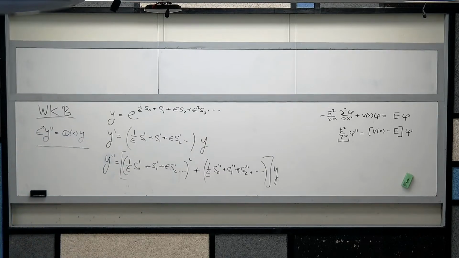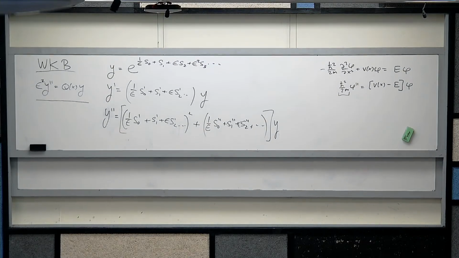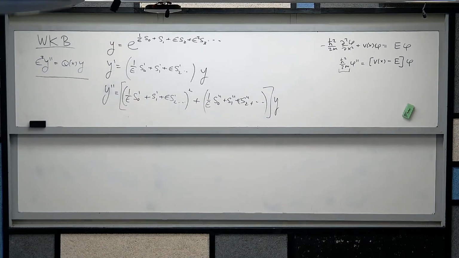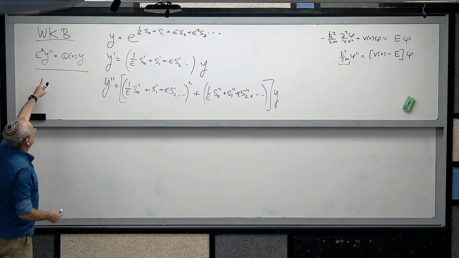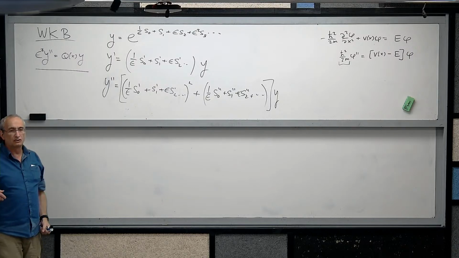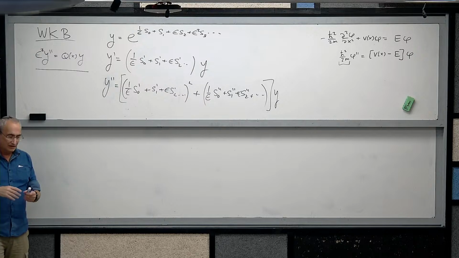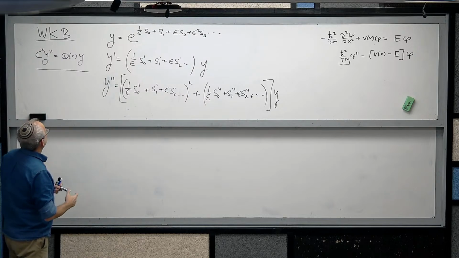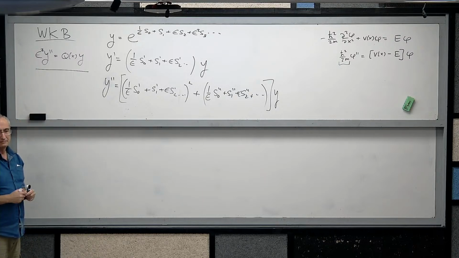Now you know everything about WKB analysis. All the rest is consequences. So let's derive a few consequences. We plug this here, and we want to write the answers order by order in epsilon. So let's start. What will be the leading term in y double prime?